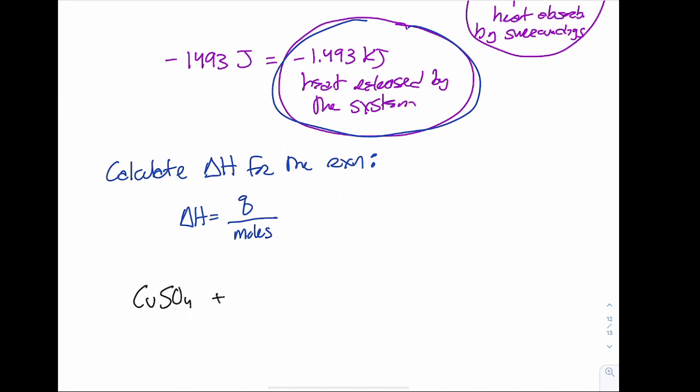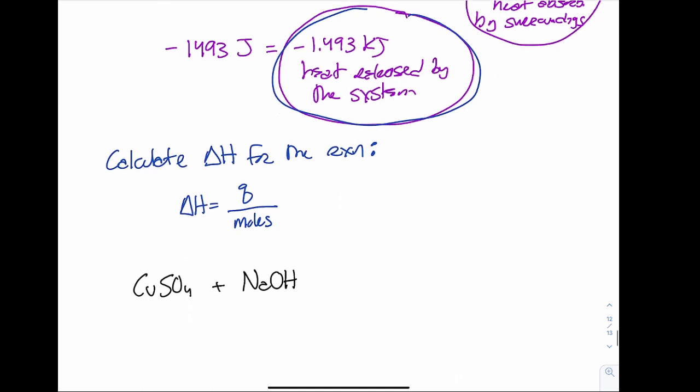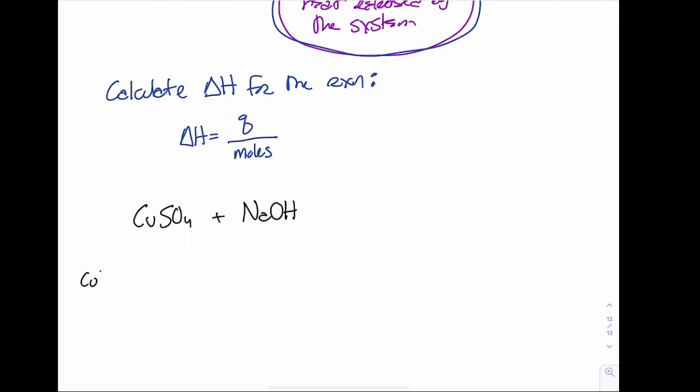And this is just a double replacement reaction, just like we were doing in chapter 7, right? Copper has a +2 charge. I know that because sulfate is one of the polyatomic ions that we memorized, and it has a -2 charge. And there's 1 copper for every 1 sulfate. Sodium has a +1 charge, and hydroxide a -1 charge. So we know that we're going to swap partners, right?